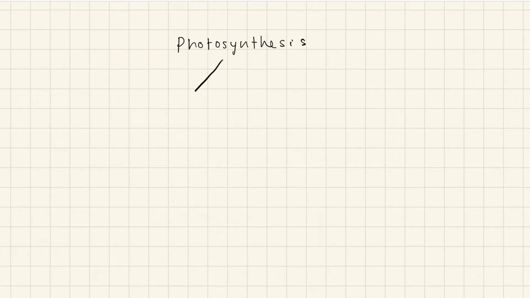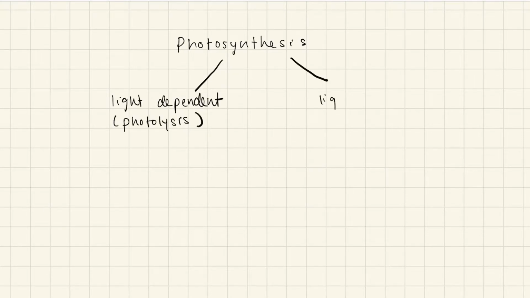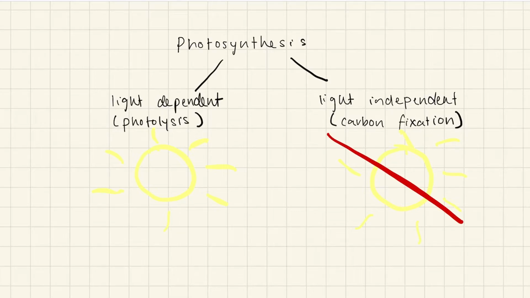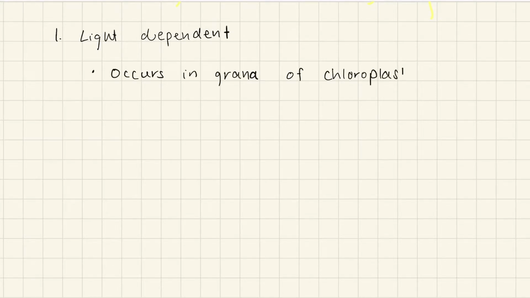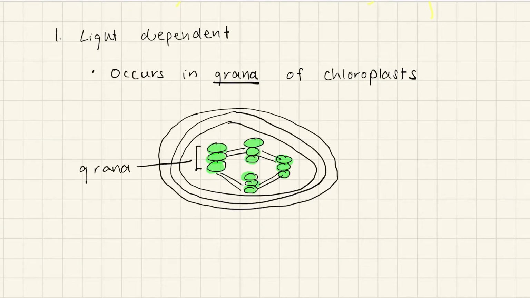So photosynthesis has two stages, the first being light dependent and the second being light independent, meaning that it doesn't require light. So firstly, for the light-dependent stage, which needs sunlight, this occurs in the grana of the chloroplasts. Remember back to the structure of your chloroplasts, the grana are the group of stacked discs, and this occurs specifically in the thylakoid membrane, which is the outer layer of those discs.